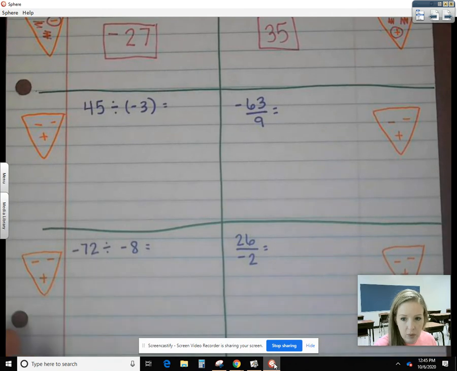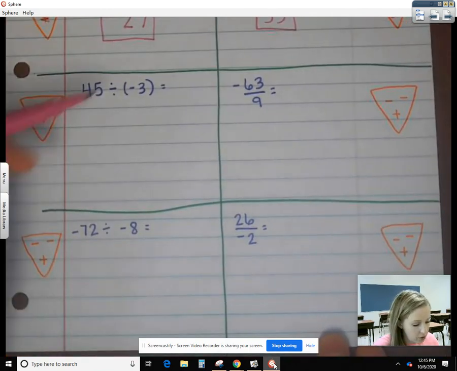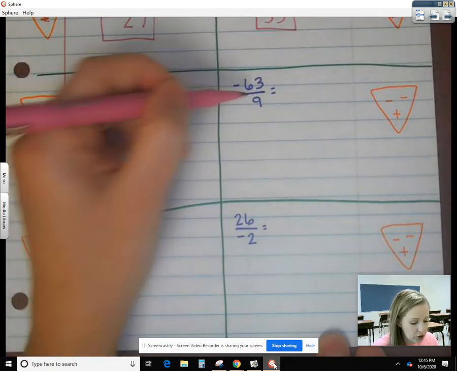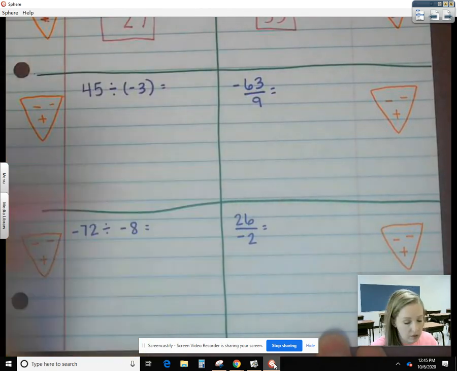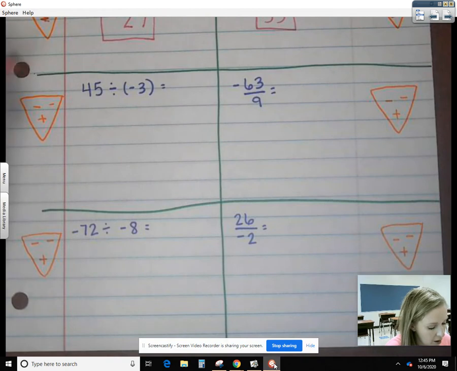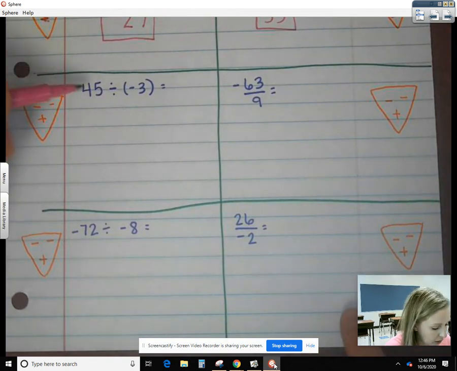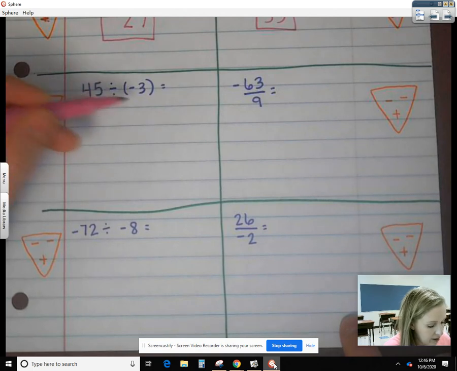So for the division problems, we have two different ways of writing that. We have our normal division symbol on these two, but remember that the fraction bar also means division. So these are also division problems. We still use Dorito Man because it works for division and multiplication. So 45 divided by negative 3.